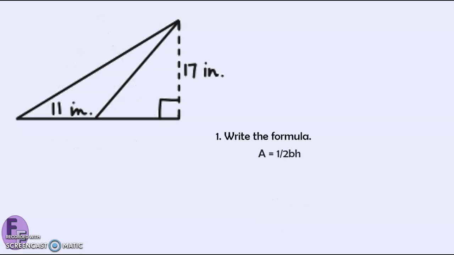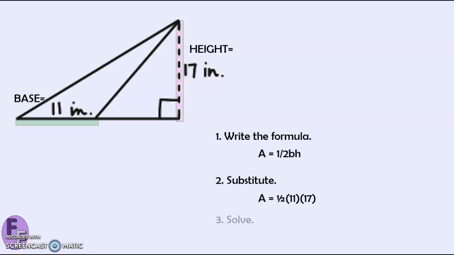Write the formula, 1/2 base times height. Substitute in the numbers for the base and the height. The base is 11, the height is 17. Then solve the problem by multiplying 1/2 times 11 times 17 for 93 and 4/10. I believe that should be 5/10 inches squared.